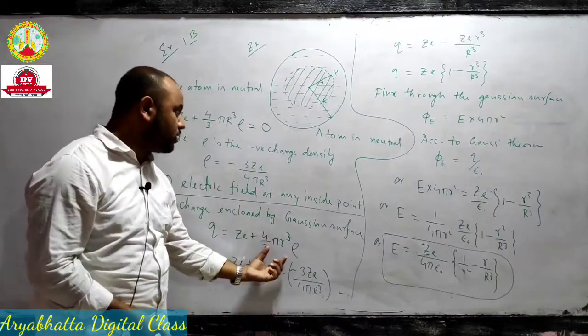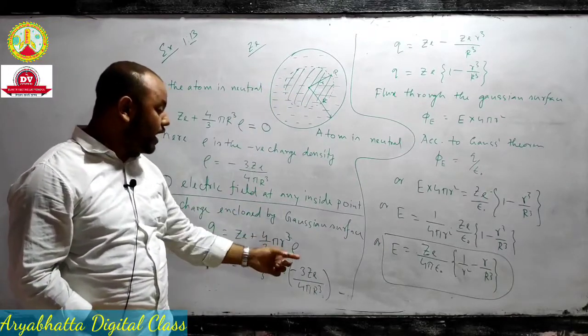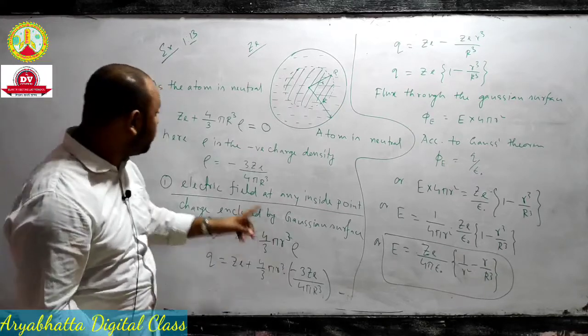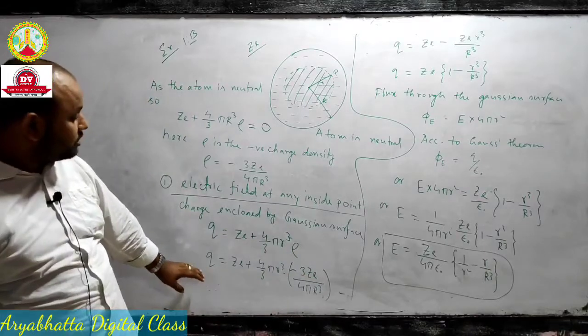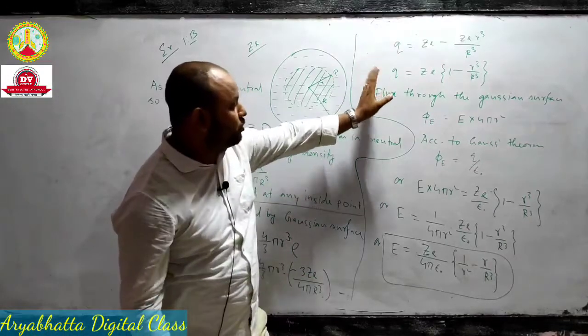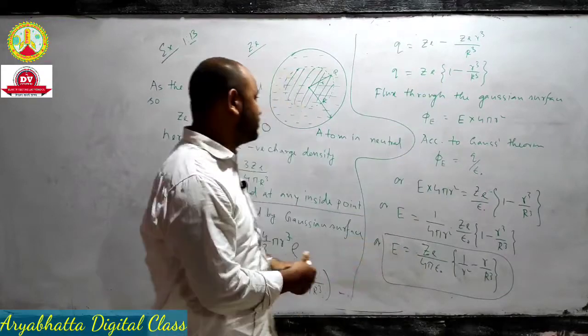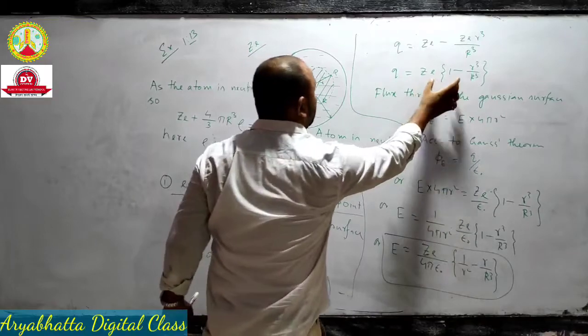And the volume of the Gaussian surface is how much? 4 by 3 pi r cube, and rho is the negative charge density. We can substitute the value of rho from this equation. If we substitute the value of rho, then the charge enclosed by the Gaussian surface will be this one. This one is the charge enclosed by the Gaussian surface. If the Gaussian surface is inside, it has enclosed this much net charge.